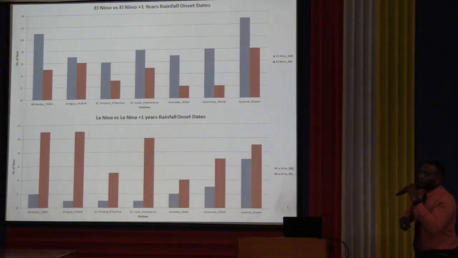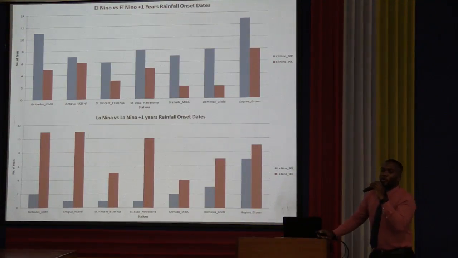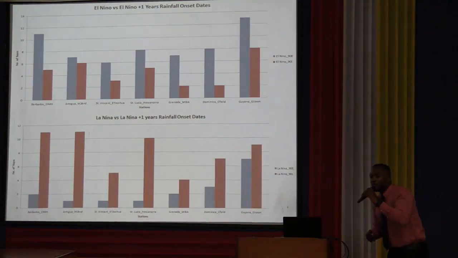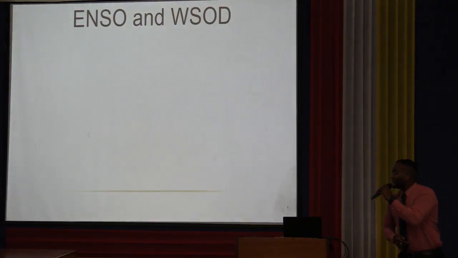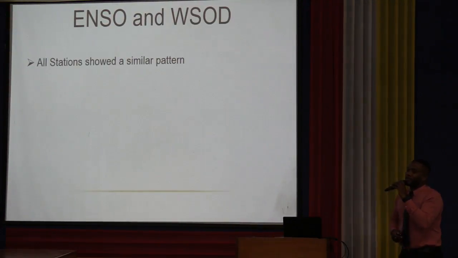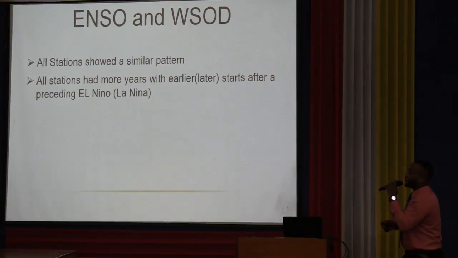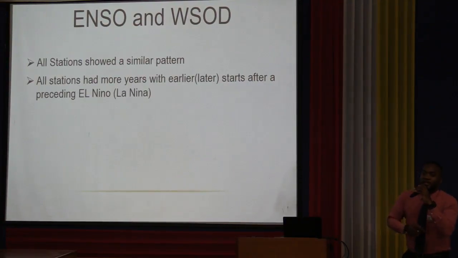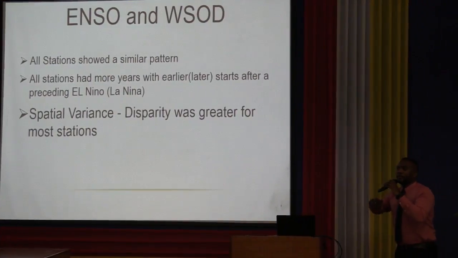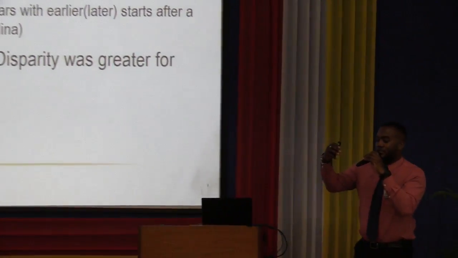So it held true. But we couldn't just come to the people and say, this is the research. No, we have to make it more robust. So we introduced a Markov chain model. Now, just a brief overview. All stations showed a similar pattern. All stations had more years with earlier start in response to El Nino, and later start in response to La Nina. And there was a spatial variance. There are differences between the southernmost islands and the northernmost islands. And the signal was more visible for the La Nina phase.